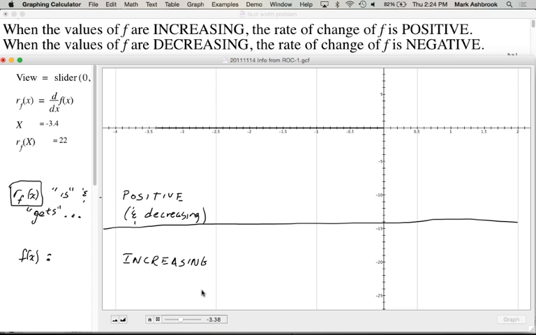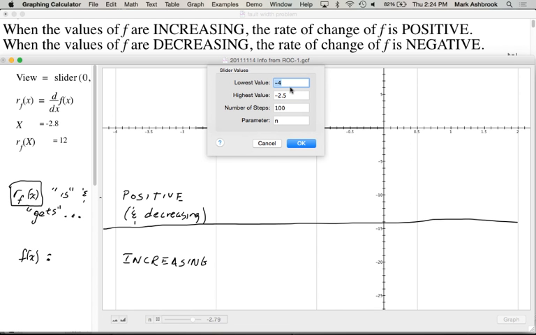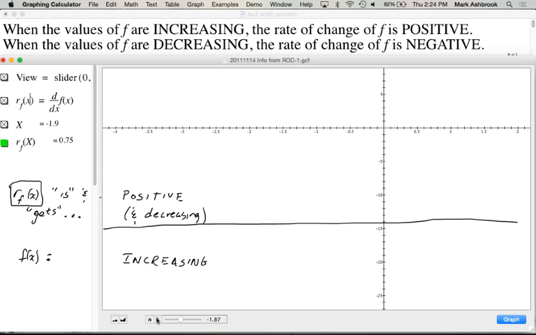Okay, next. It does get a little bit harder. So we'll go now from negative 2.5 to negative 1. Next segment. Now you're going to look at from negative 2.5 to negative 1, and you're going to ask, what is r sub f? And what about f in that interval from negative 2.5 to negative 1? Go.